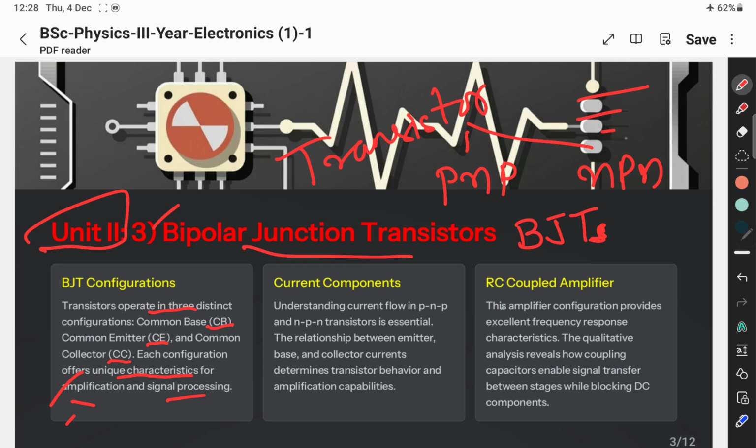Next, we'll also see the RC coupled amplifier. An amplifier boosts the signals across frequencies using some capacitors. This is where you see how weak signals, like from a microphone, can become strong enough to drive loudspeakers.